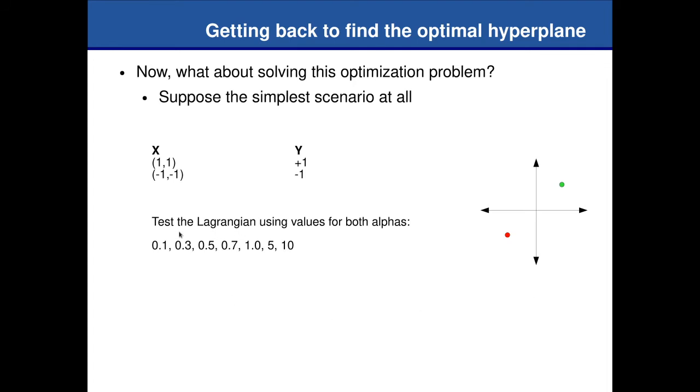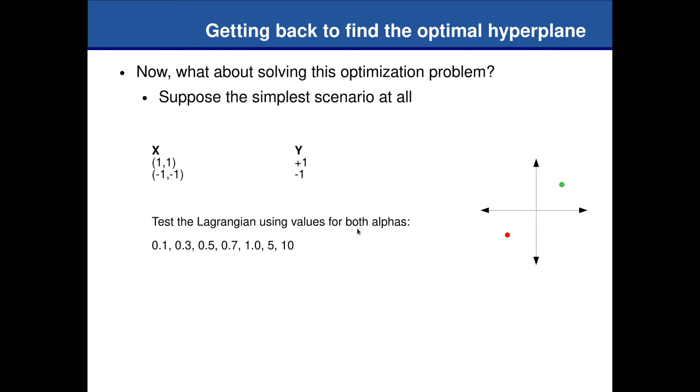Let's test our Lagrangian for both alphas, the alpha of this point and the alpha of this one. Just assume the alpha of this point equal to 0.1, and this one 0.1 as well. Then 0.3 here, 0.3 here. Then 0.5, then 0.7, 1, 5, 10, 10. And solve the Lagrangian for that.